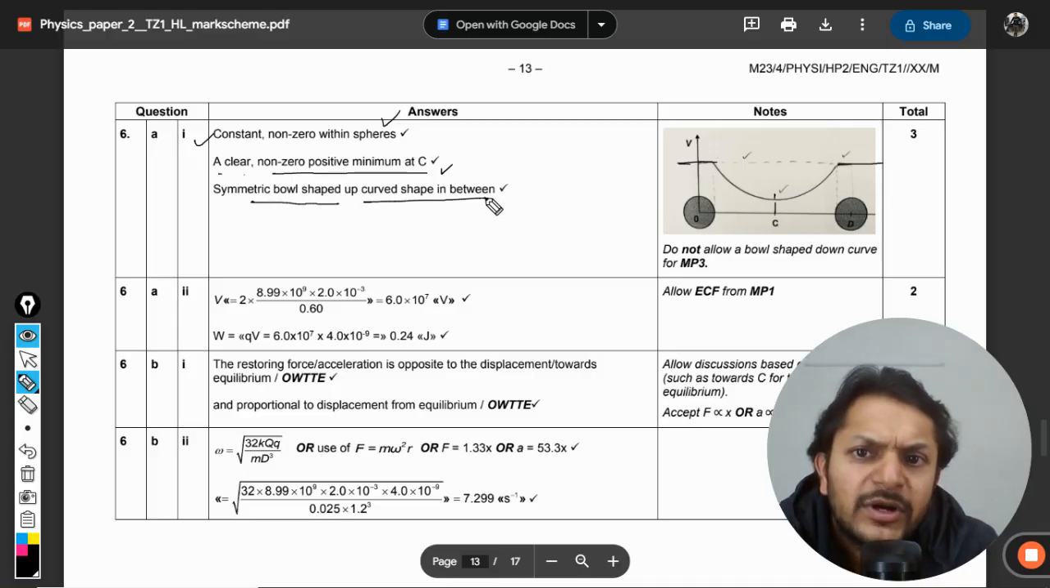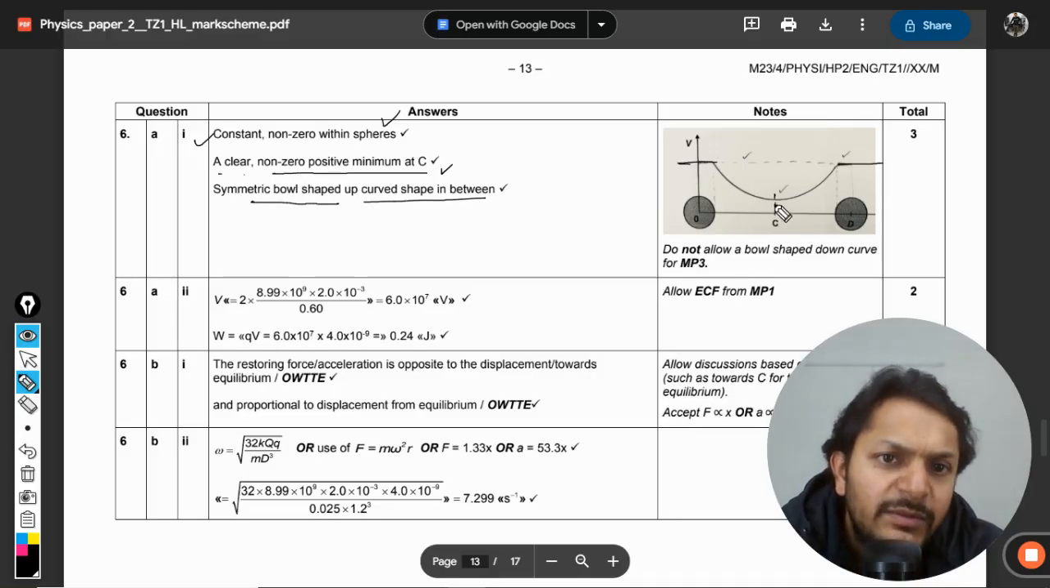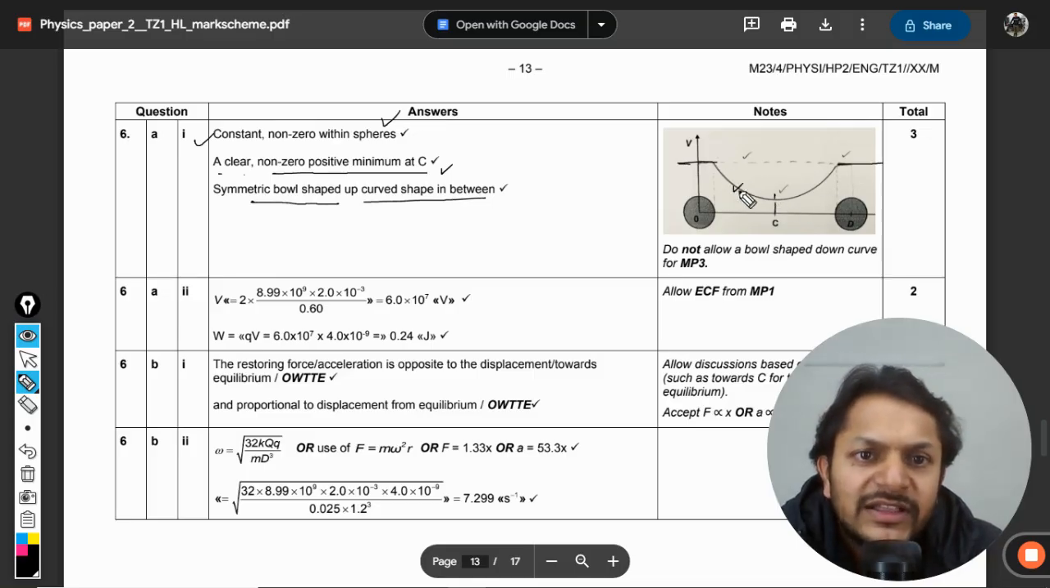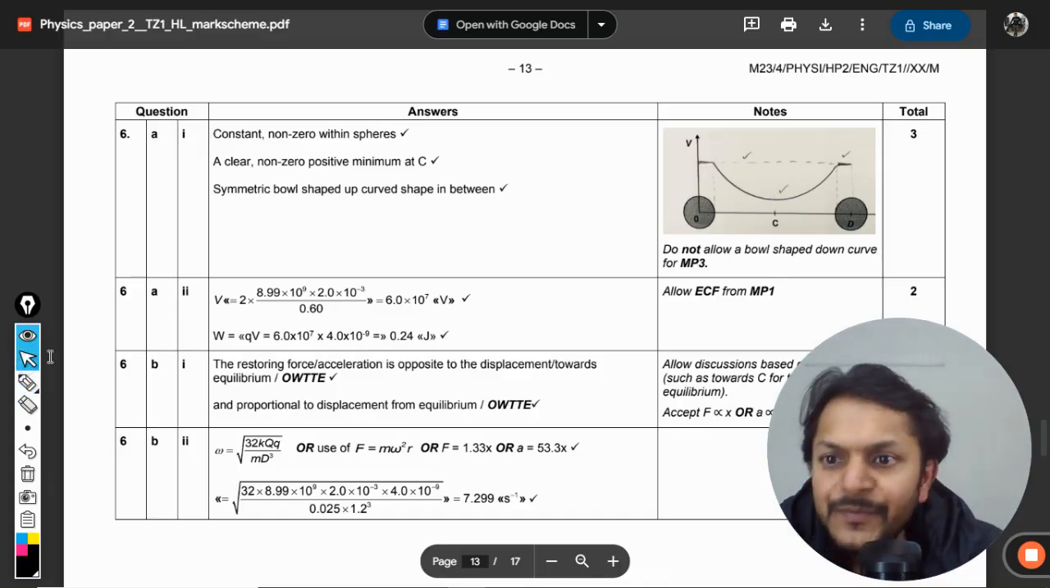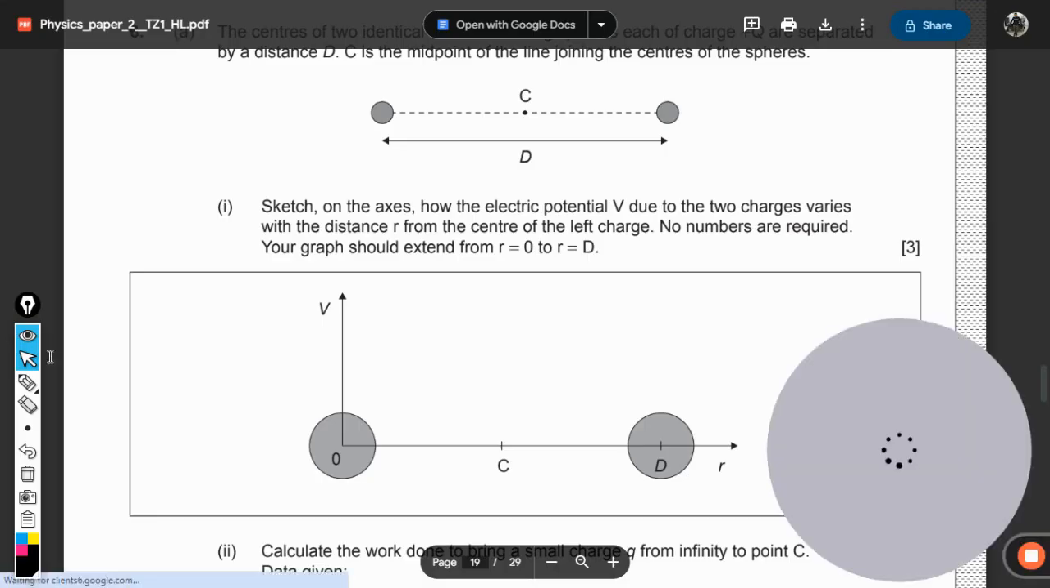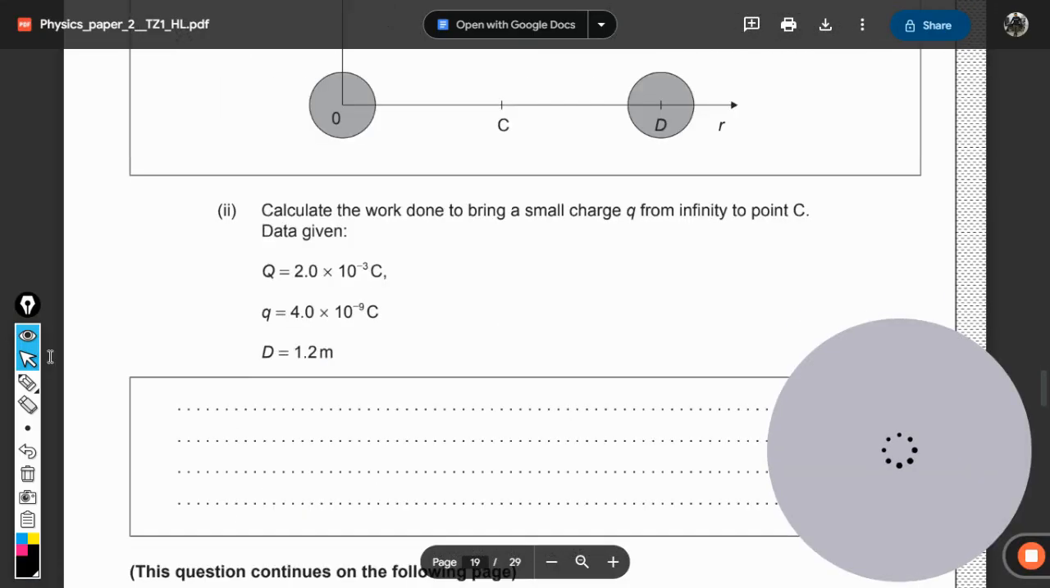Symmetric bowl shape, upward curved in between. So this will be a symmetric bowl. The symmetry is basically that this is the mirror image of the other. So there is a complete symmetry there. Anyways, this is the answer for the first question. Let us go for the second one.